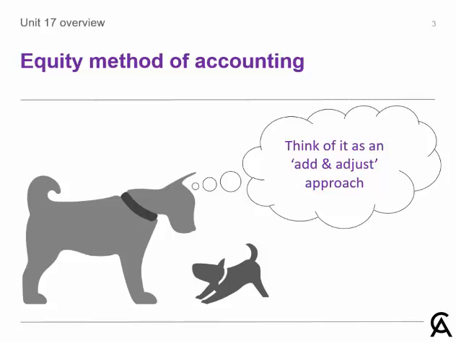So what we're doing is applying what I like to view as an add and adjust approach. So what we're going to do is start with the initial investment that we have for that joint venture or the associate. We're going to start with cost. But to get to the equity carrying amount at each reporting date, what we're going to do is add on to that original cost and make some further adjustments against that.